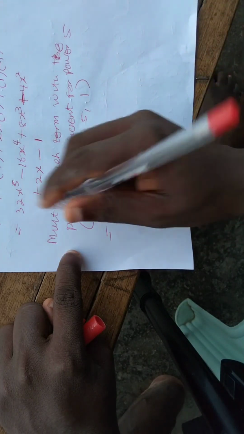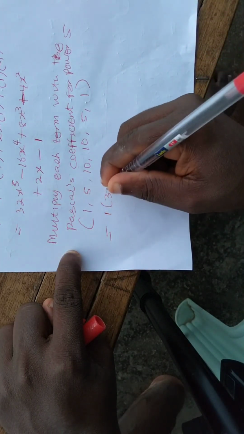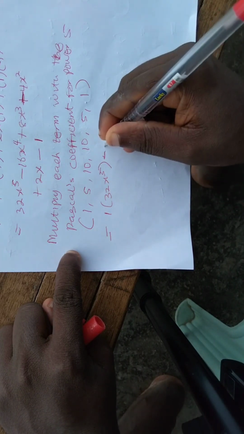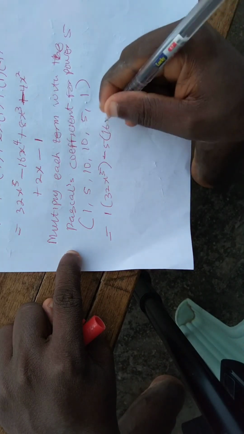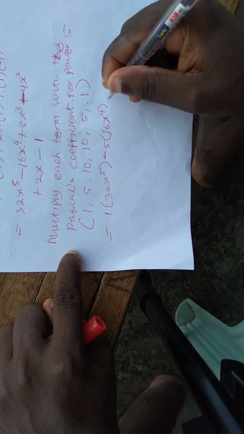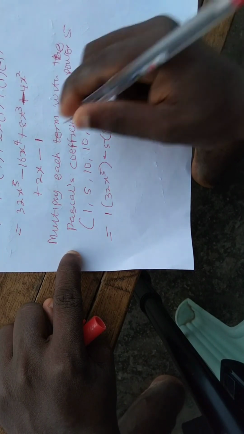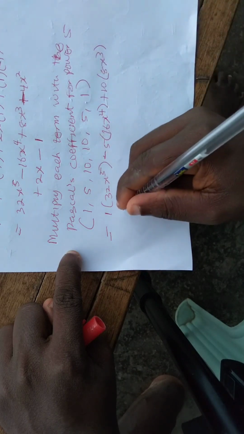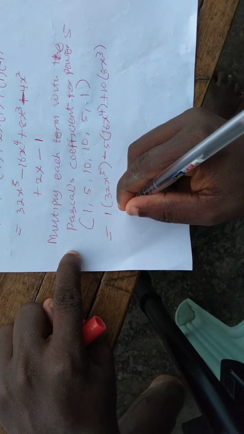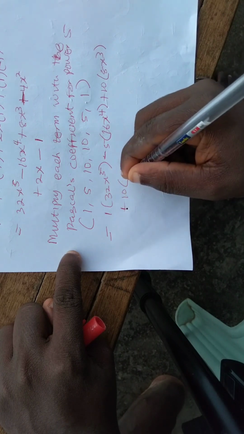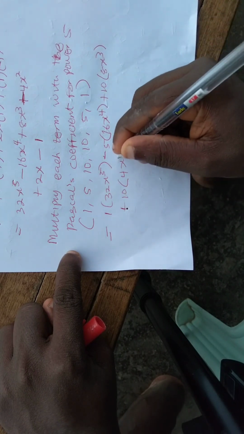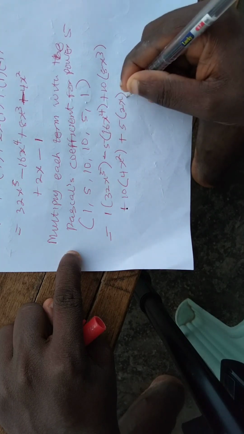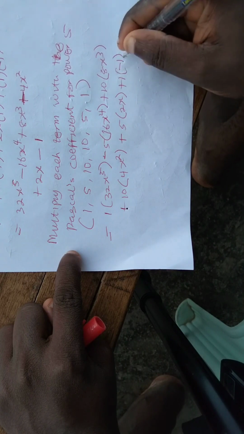So here will become 1 into 32x^5 plus 5 into minus 16x^4 plus 10 into 8x^3 plus 10 into minus 4x^2 plus 5 into 2x plus 1 into minus 1.